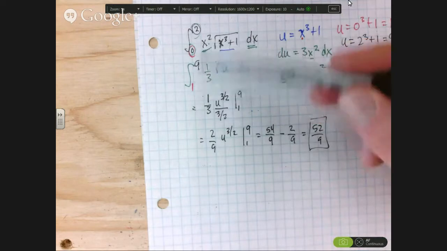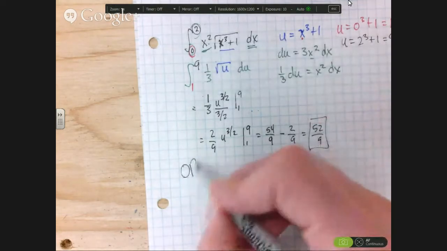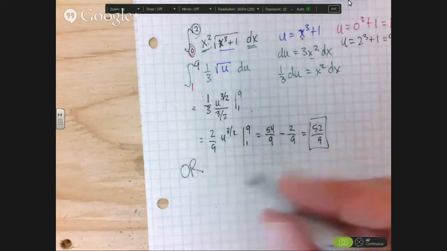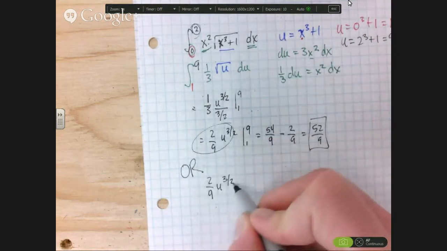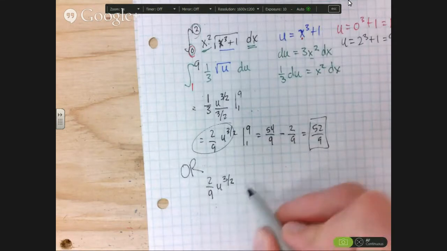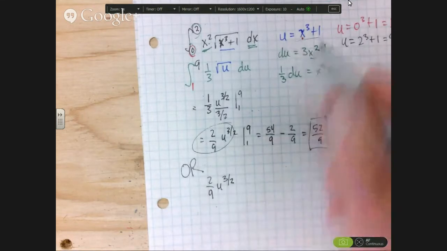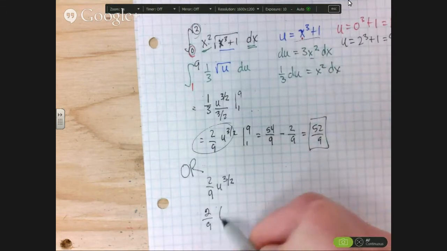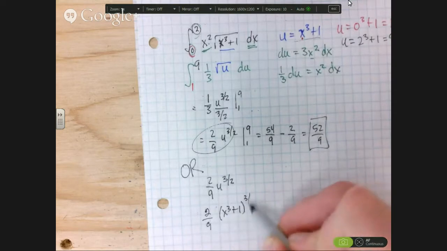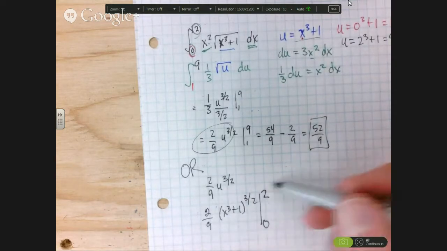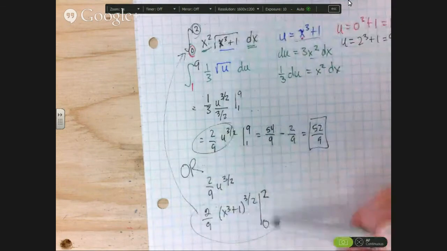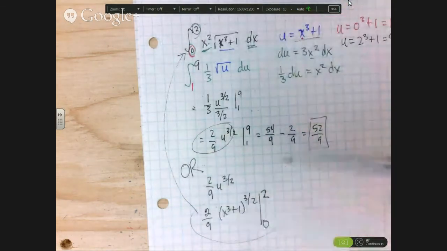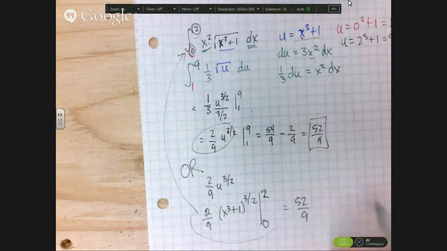So again, you can change the exponents also, or you don't have to change the limits. So if I have my antiderivative, I can substitute back in and evaluate with my original numbers. So this goes back to the original numbers. But you remember you're in terms of x here. So this is all in terms of x. You change it to terms of u, all this is in terms of u. So it'll give you the same answer. Just be aware, you can do both.